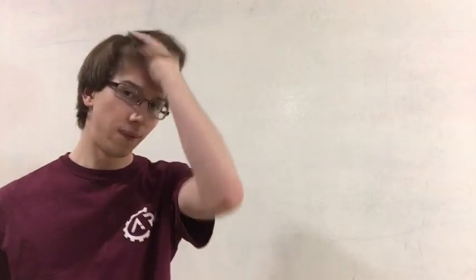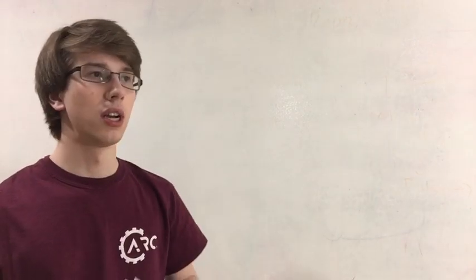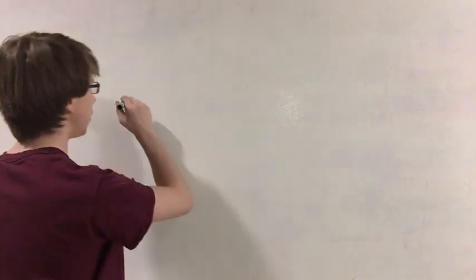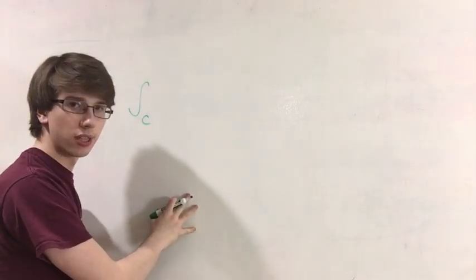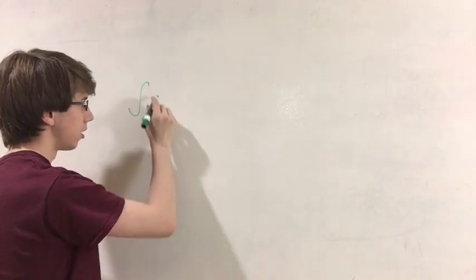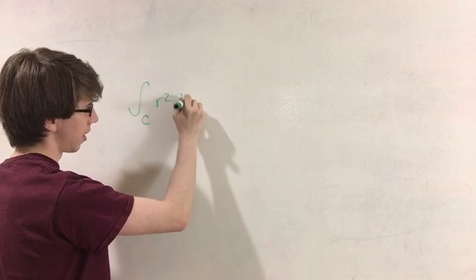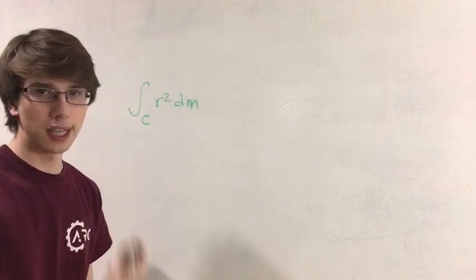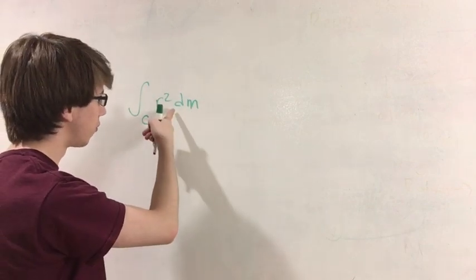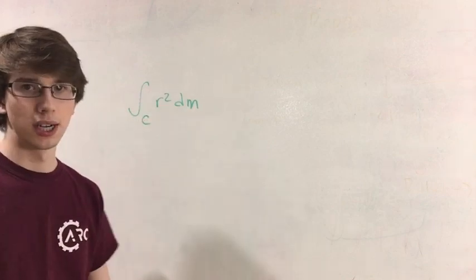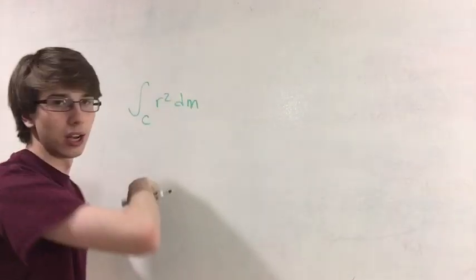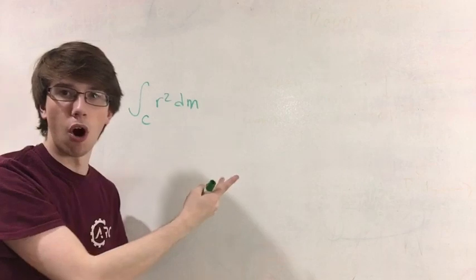So if you're an AP Physics C student and you haven't taken multivariable calculus or required that as a prerequisite, then you might have learned how to do this using a line integral. That's going to be the integral over some curve C of r squared dm. Then you're going to try and solve for dm in terms of r, so that you only have to do it in terms over one curve, r.